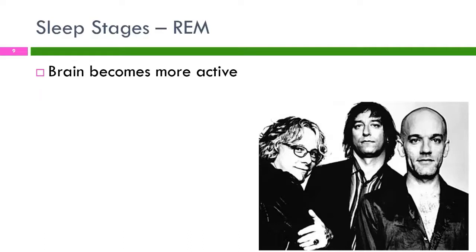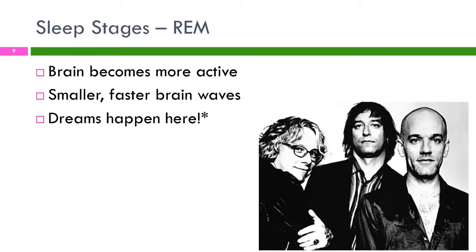Okay, so REM sleep. That's in a way the deepest sleep, but this is also, like I said, when your brain is going to be the most active. Your heart rate is going to increase, your breathing becomes faster but also a bit more erratic. Your eyes move a lot, and this lasts about 10 minutes. You also have smaller and faster brain waves, and importantly, this is also where dreams happen. Okay? So dreams you can actually remember.